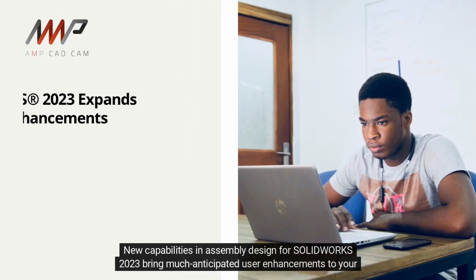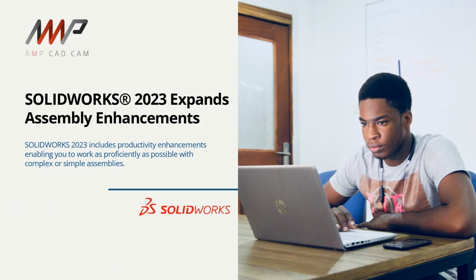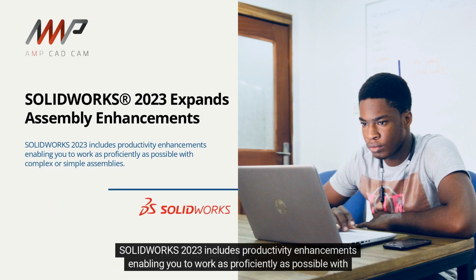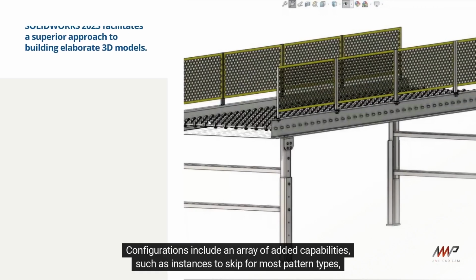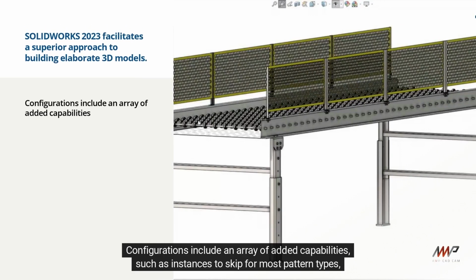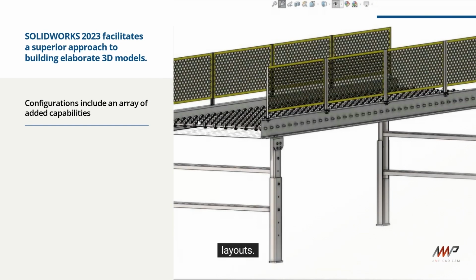New capabilities in assembly design for SOLIDWORKS 2023 bring much anticipated user enhancements to your fingertips. SOLIDWORKS 2023 includes productivity enhancements enabling you to work as proficiently as possible with complex or simple assemblies. Configurations include an array of added capabilities, such as instances to skip for most pattern types, default bill of materials ID management per configuration, and configurable magnetic mates for streamlining assembly layouts.